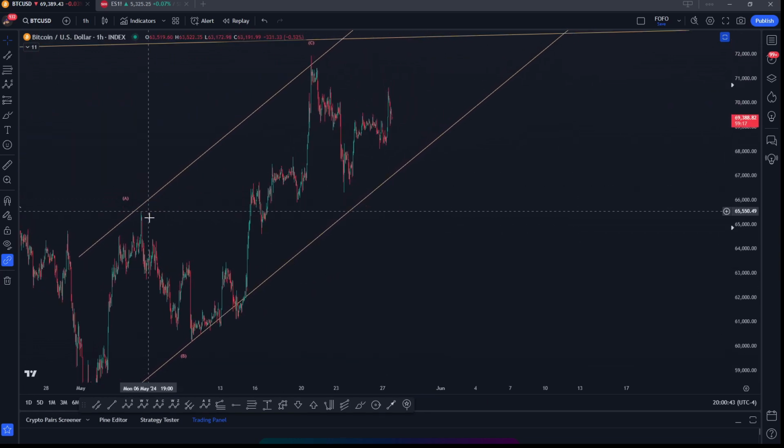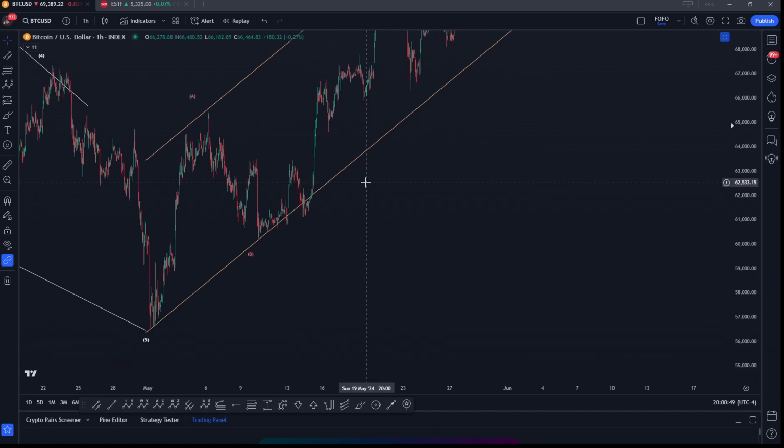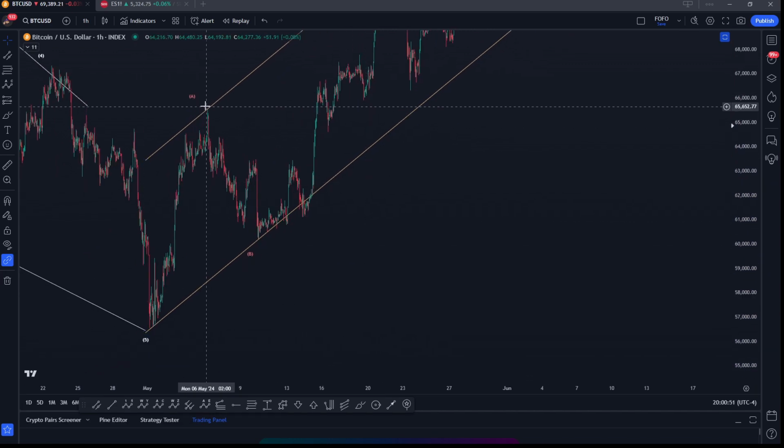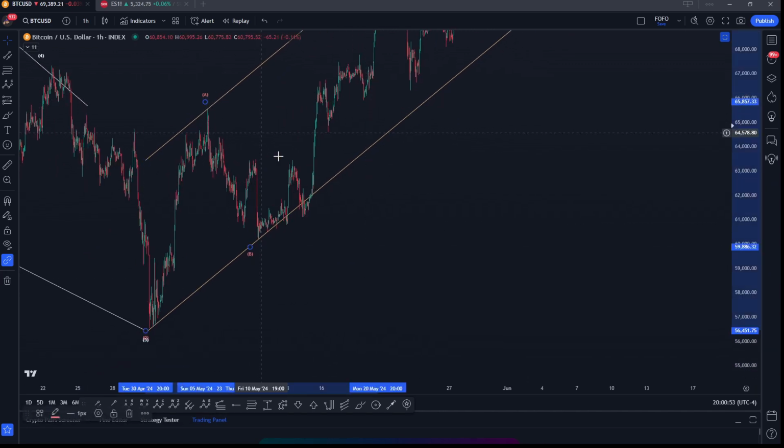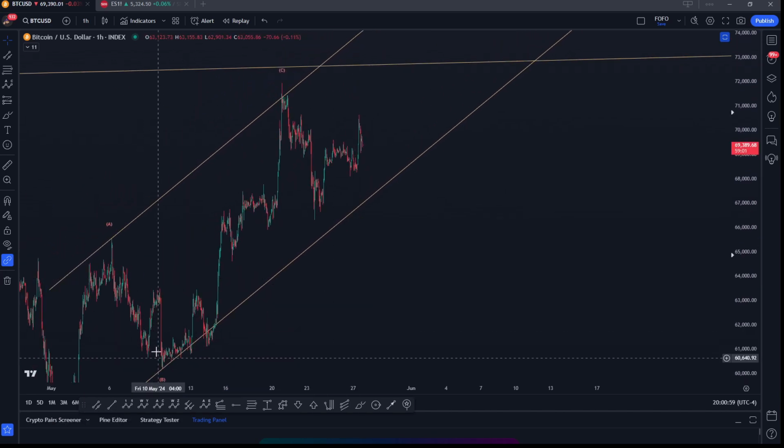All right. As we can see, we're contained by parallel lines. We can dial this in. Now that we're on the hourly, that looks good. Drag to the top of the A. It should be here. The B's here. And then we have simply a 5-wave move up in the C.